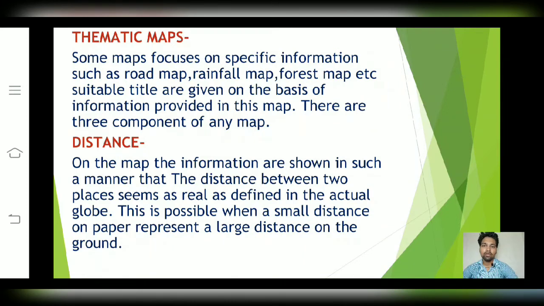Friends, on a paper, we may locate thousands of pieces of information in a very compact way. That is why we use maps.